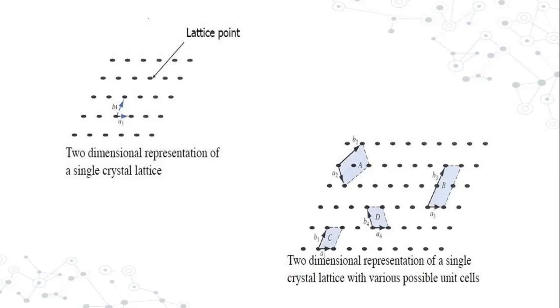When we see it in the three-dimensional representation, we can clearly understand the unit cells. But in the two-dimensional view, we see only the top view, front view, or side view, any one of the views. So these are the differences between the lattice points and the possible unit cells.